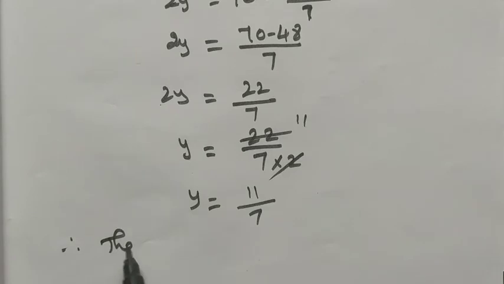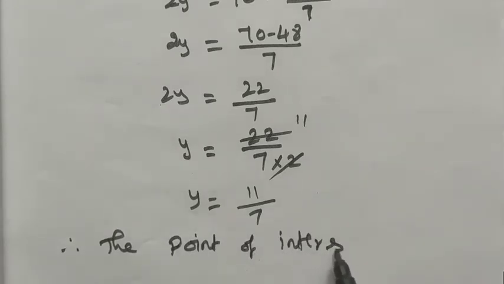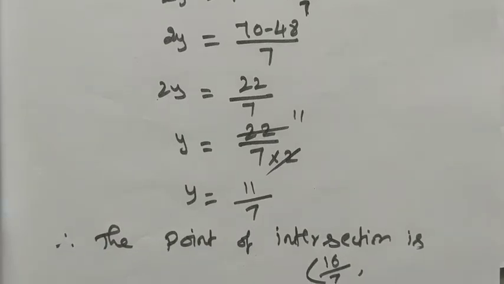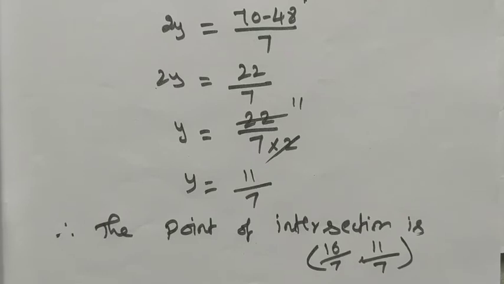Therefore the point of intersection is: first we found the x value as 16 divided by 7, now we found the y value as 11 divided by 7. Therefore the point of intersection is 16 divided by 7 and 11 divided by 7. Now we use the third equation, that is the L3 line.